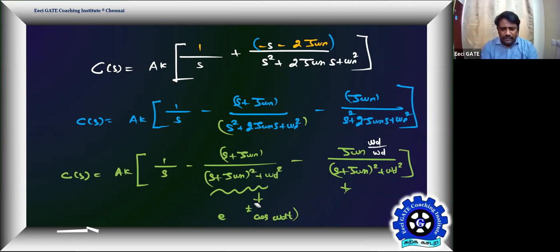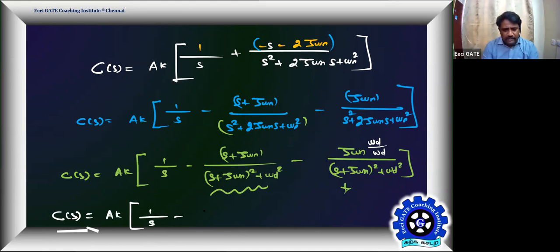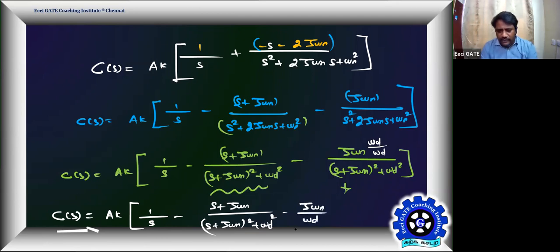So now let me write C of s is equal to AK into 1 by s minus S plus zeta omega n by S plus zeta omega n whole square plus omega d square, minus, what is there? Zeta omega n by omega d. And here omega d is omega d by S plus zeta omega n whole square plus omega d square. Correct? Getting everyone?